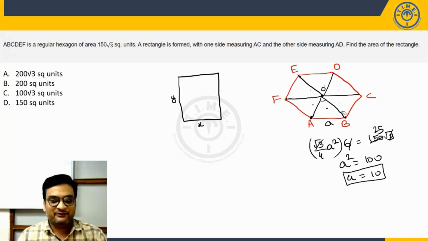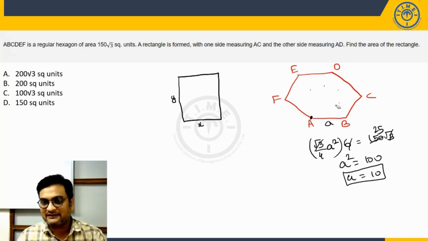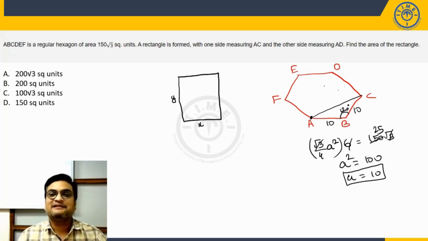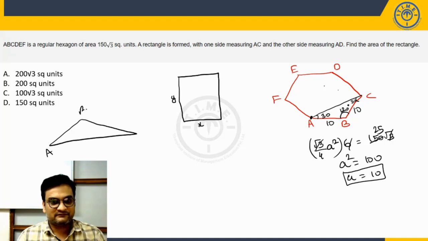Now if A is 10, so this is 10, and this is of course going to be 10. Now if you look at AC, please note that in a regular hexagon, each interior angle is going to be 120 degrees. And also notice ABC is an isosceles triangle. That means these angles will be 30 degrees each. Let me just draw that triangle here. Triangle ABC, it's like this. So this is 120, this is 30, and this is also 30, and these lengths are 10 and 10.